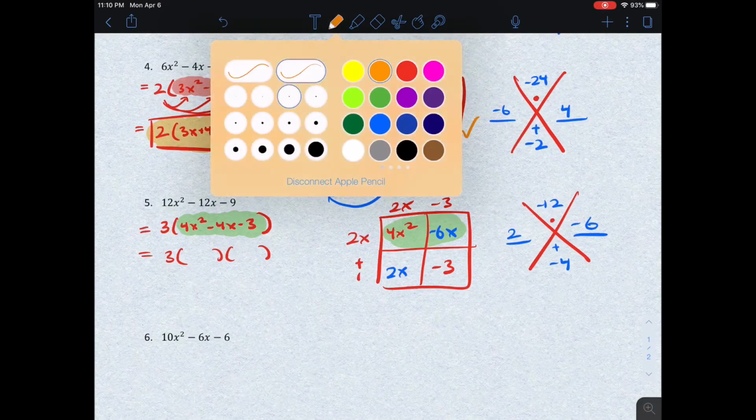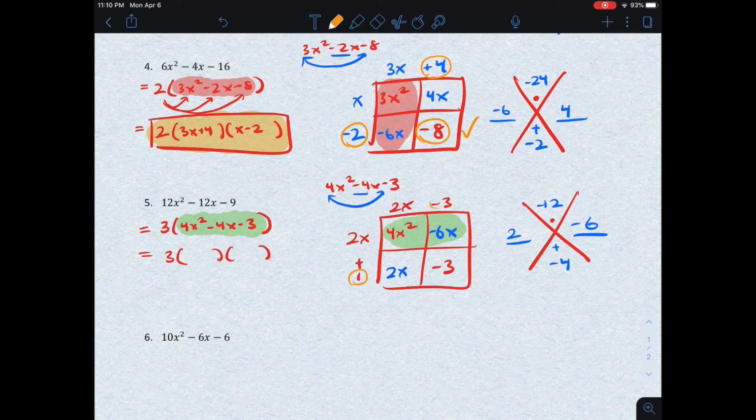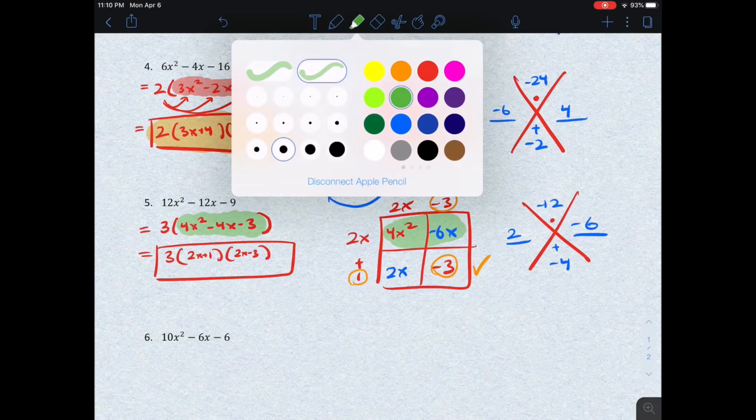And if you want to do a quick little check here, 1 times negative 3 is negative 3, and I know that's correct. If for some reason this never works out, like if one of the boxes is wrong, that probably means you made a mistake and you have to go back and check your work, okay? But at this point, this whole box fills out nicely. So I know my final answer will be 3 times the quantity of 2x plus 1 times 2x minus 3. And this is my final answer.